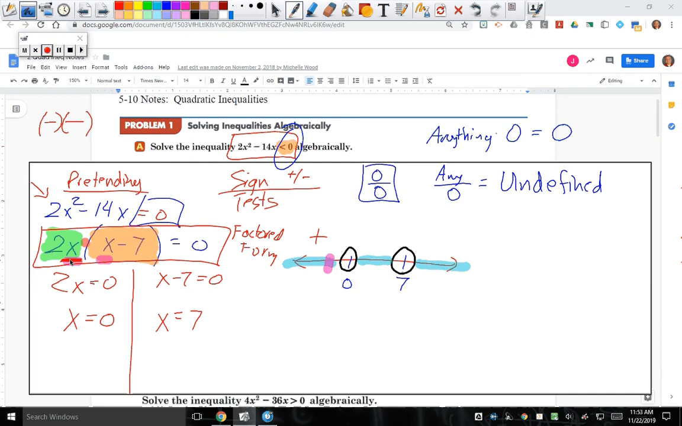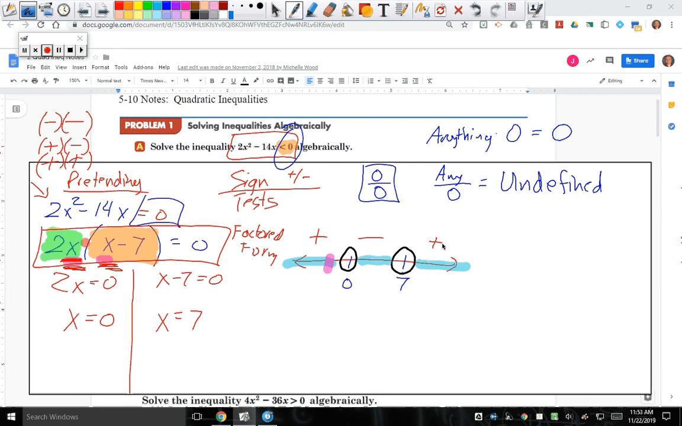Positive, right? If I put 1 right here, what's 1 minus 7? Negative. So what's a positive times a negative going to give me? A negative. One more interval to test. What number should we throw in there? 8. If I put 8 right here, 2 times 8 is positive. If I throw 8 here, 8 minus 7 is positive. So if I multiply these, it will be positive.